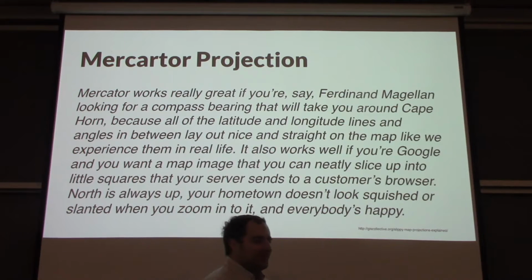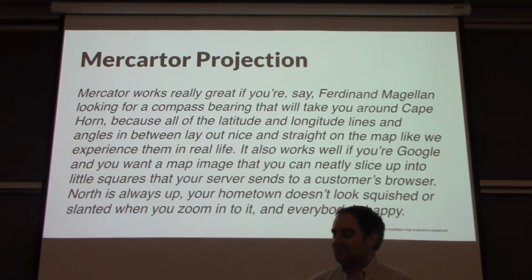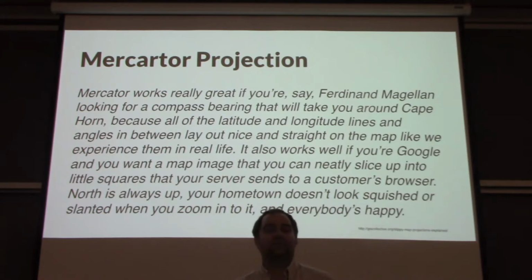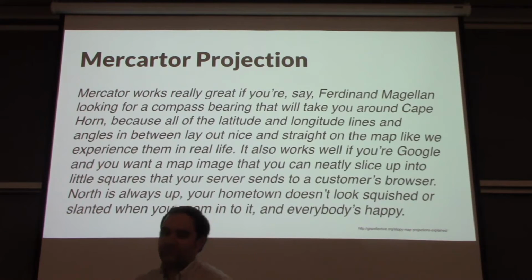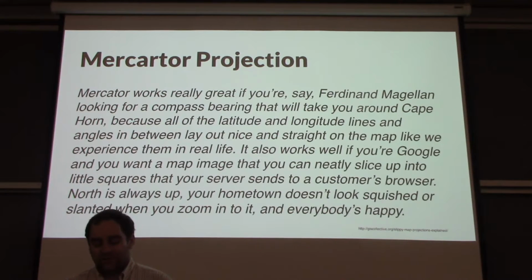So Mercator projections are really good for this kind of stuff, and Google Maps nowadays, at least the satellite images, still use this technology. The actual map images, Google Maps doesn't use tiling anymore, they use SVG.